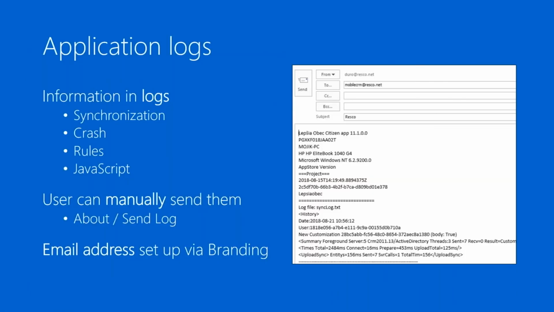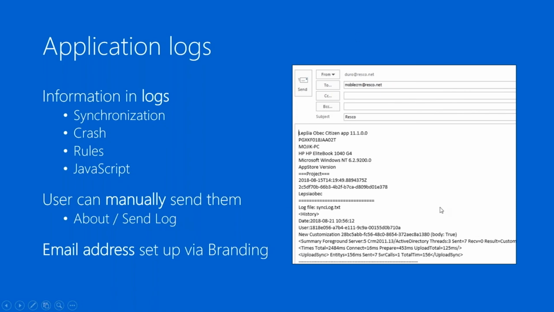Another improvement in the synchronization were in regards to the application logs. As you probably know, the application is storing some information about what's happening during, for example, synchronization, or when the application crashes, or when there is something with the rules or JavaScript. We have separate logs in the mobile application in regards to these 4 areas, and these are combined into one big log, which the user can send manually when going to About and clicking the Send Log icon.